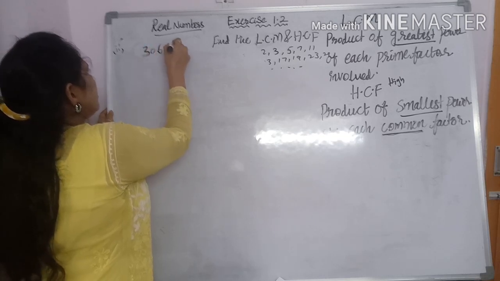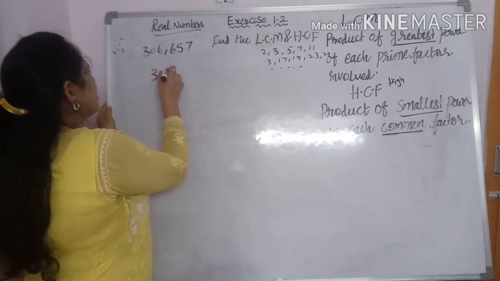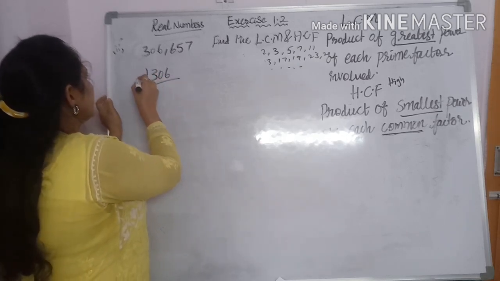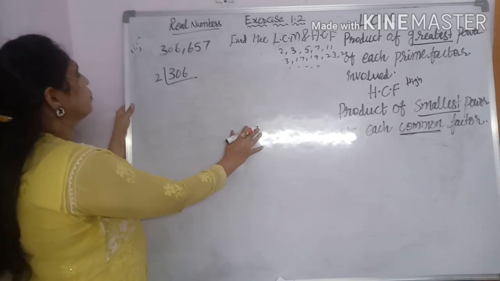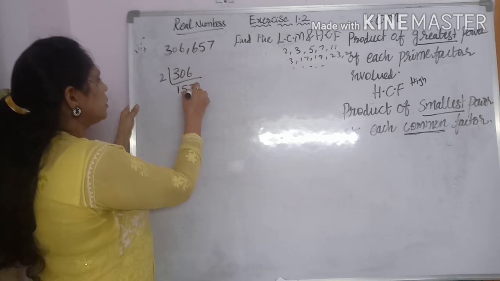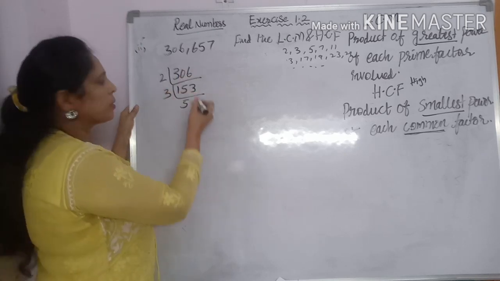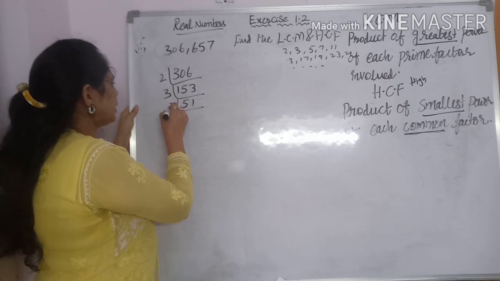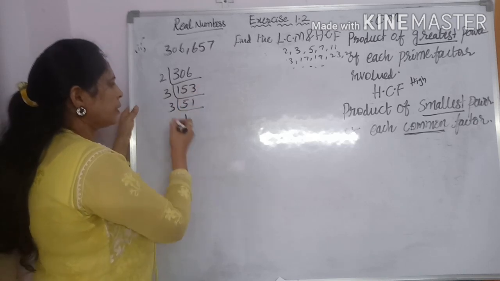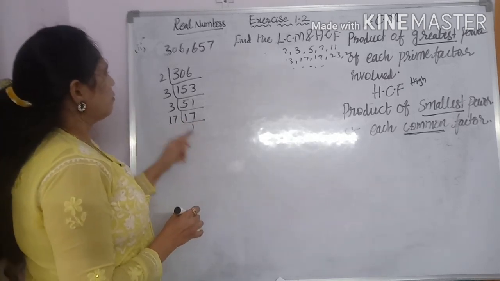Now the last one, 306 and 657. In the same way, let us take 306. Take 2. 2 one time, 1 is the remainder, 2 5s are 10, 2 3 times. Now go with 3 table, 3 5s, 3 5 times. Now 3 1 time. Again go with 3, 3 1 time, 2 is the remainder, becomes 21, so 3 7 times. 17 is a prime number, so 17 1 time.